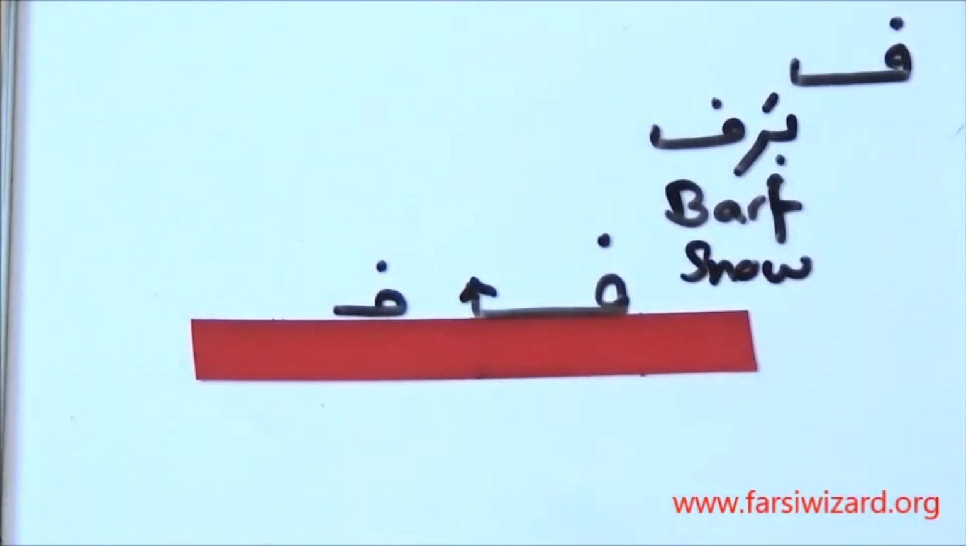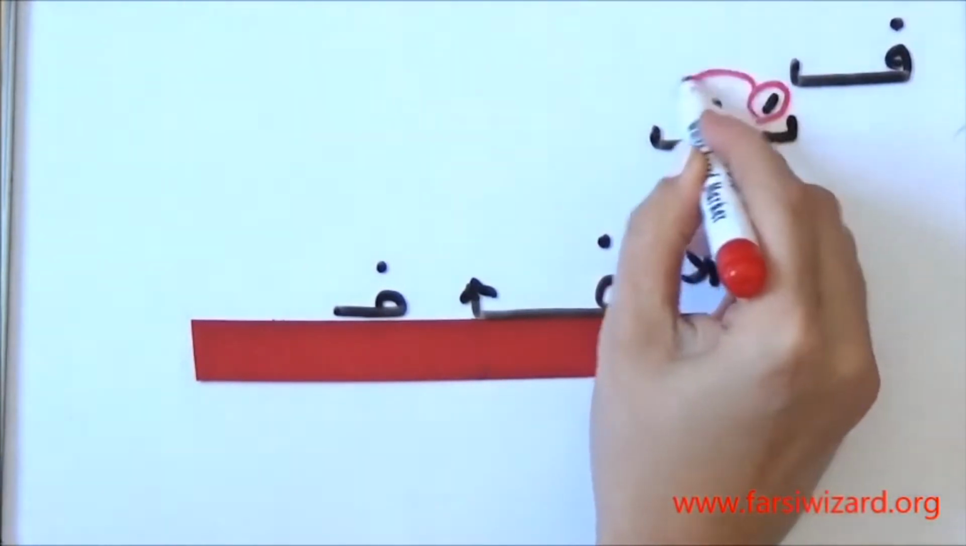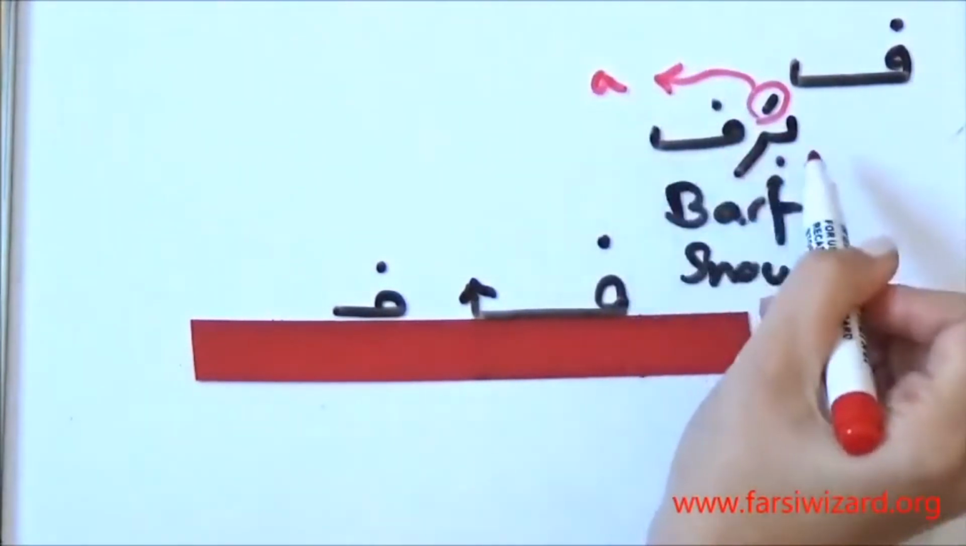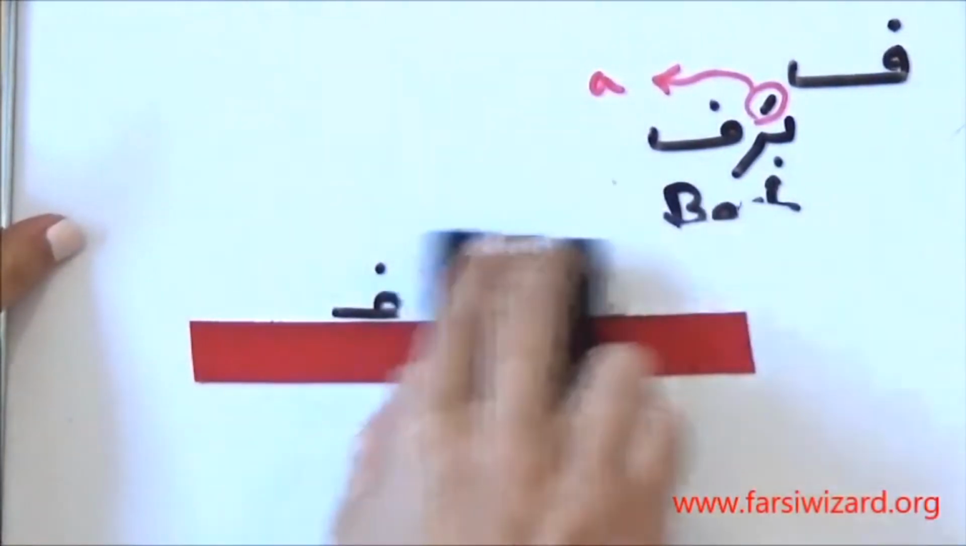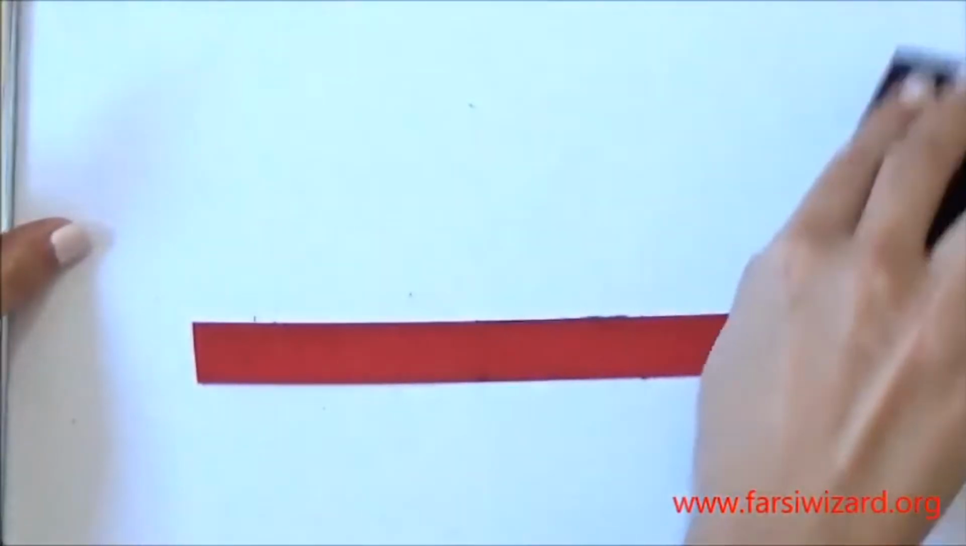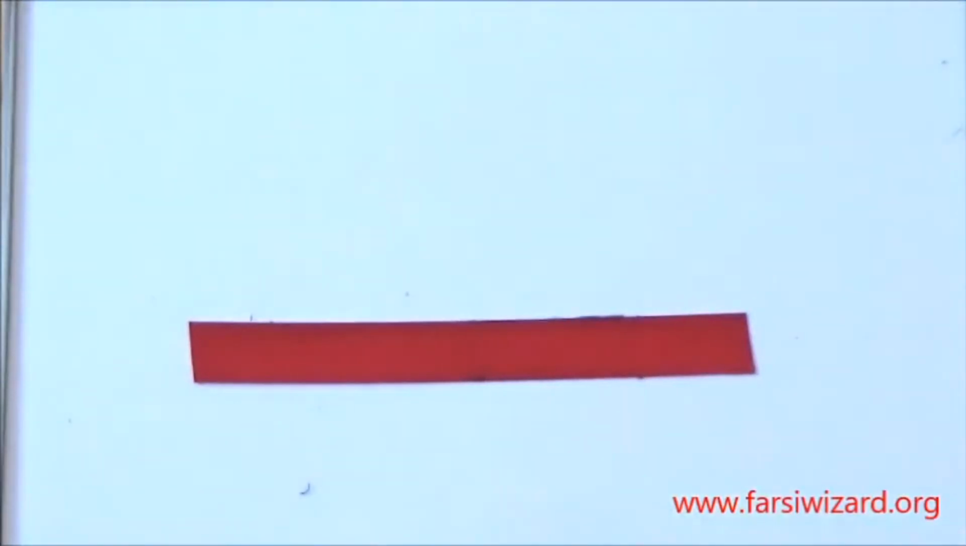And well, if you remember from previous videos, this is the short vowel A, barf. You see the letter F at the end here. That's why we're using the complete form.